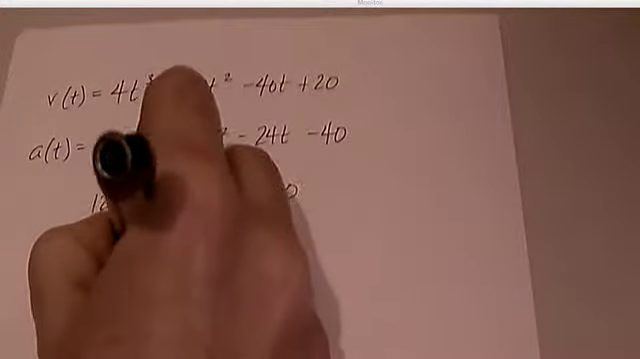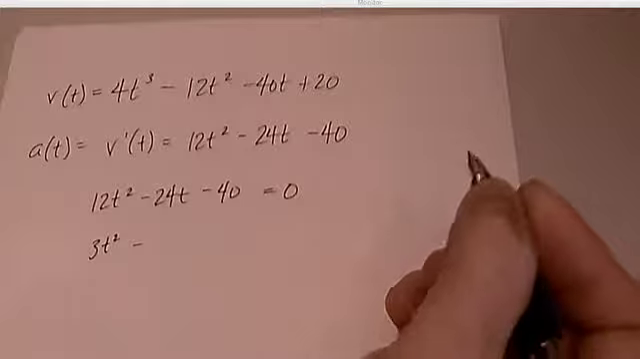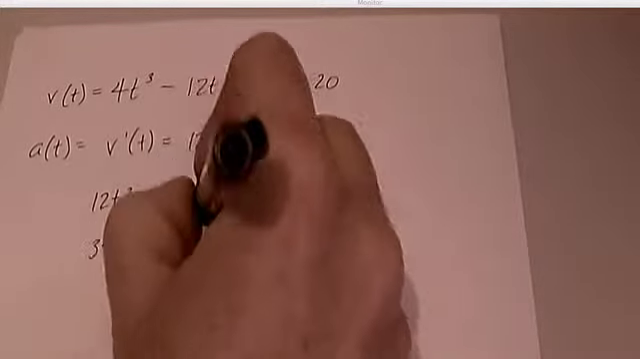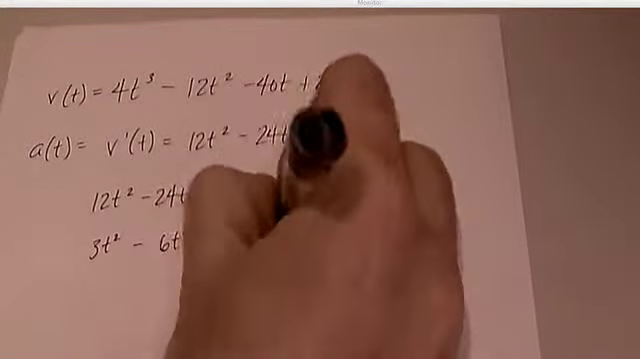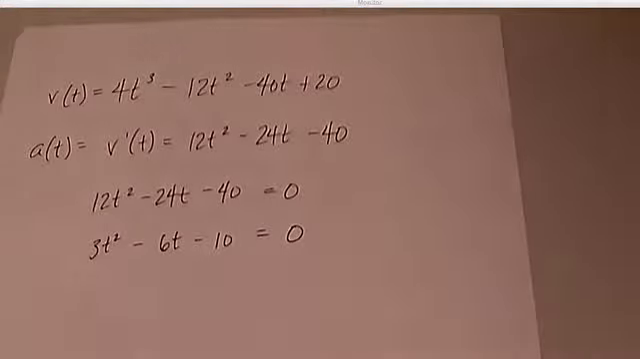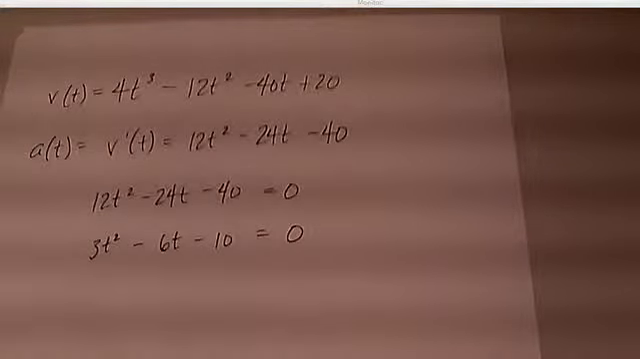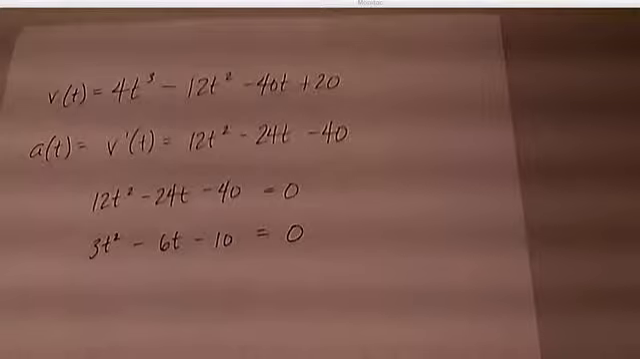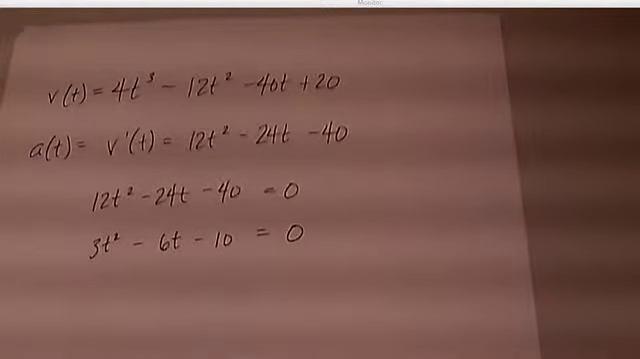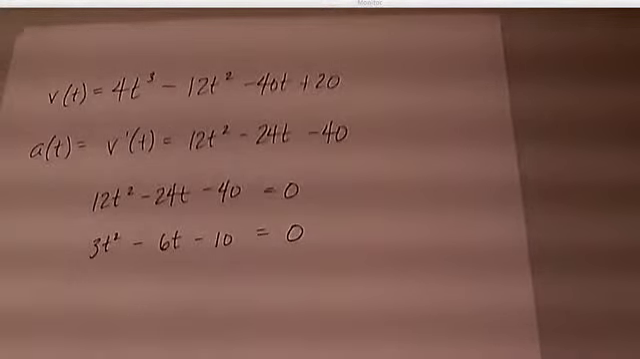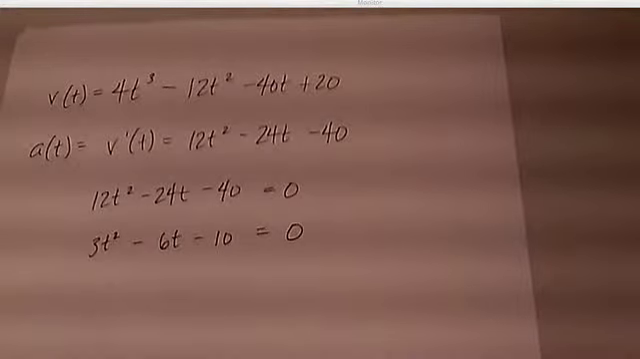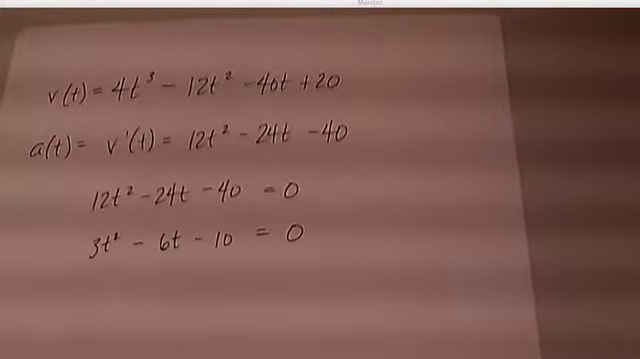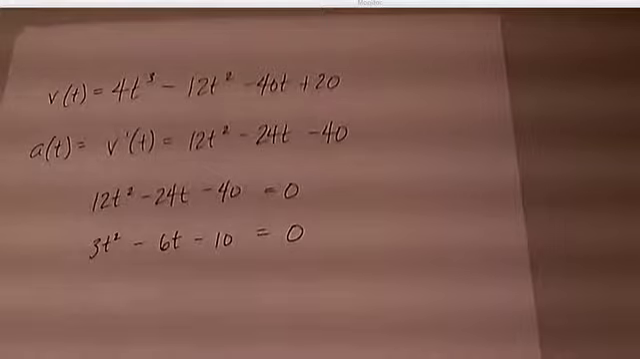We can set it equal to 0 and solve. We can simplify this a little bit by dividing through by 4: 3t squared minus 6t minus 10 is equal to 0. Whether that factors or not, I'm really not concerned with right now. What I'm concerned with is the second part of the question, because you know how to do that. That's just algebra. What is the significance of this value of t?